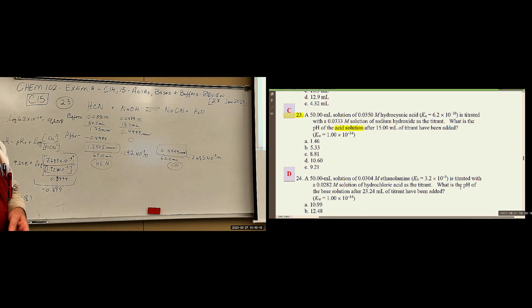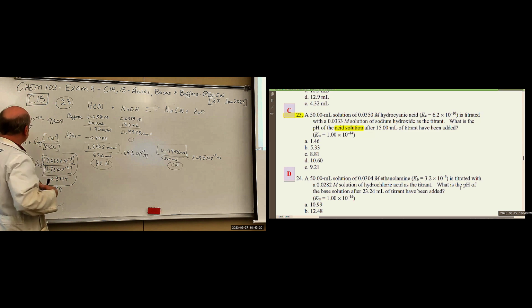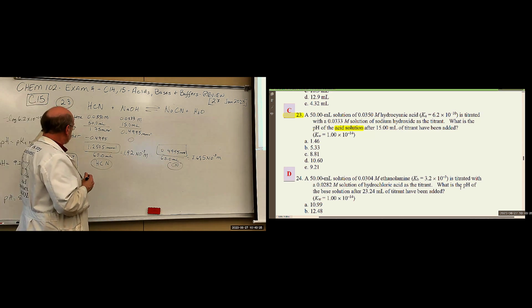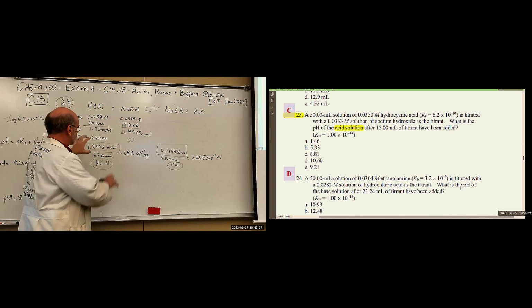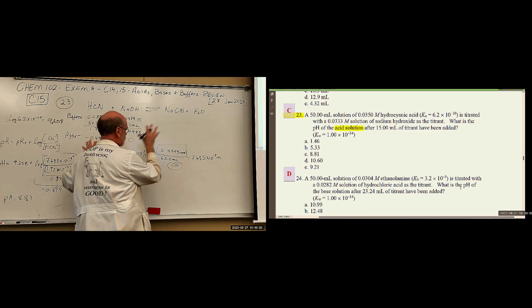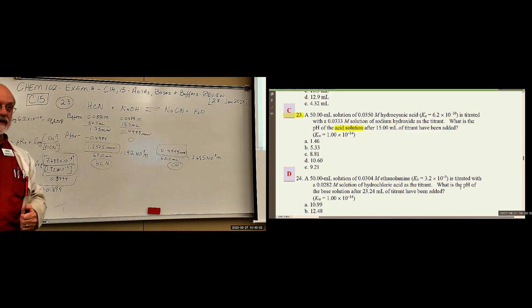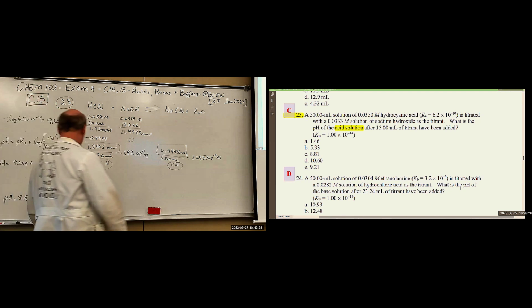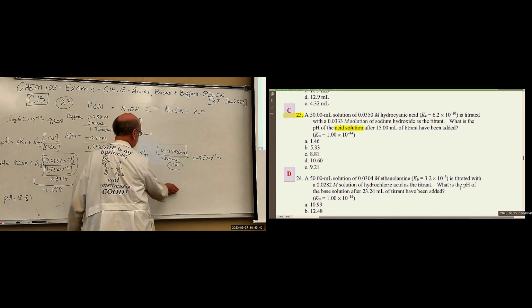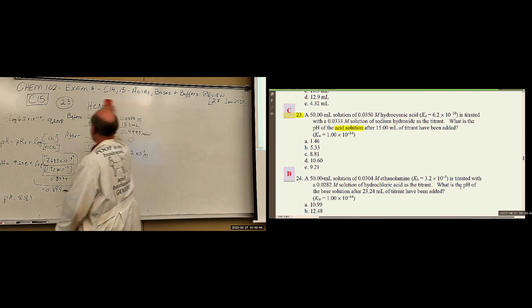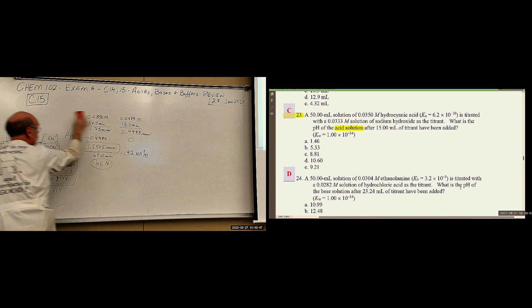Okay. Henderson-Hasselbalch to the rescue. What we had to do is figure out, this is before, when we ended the titration, this gives us the value of our weak acid and conjugate base. And then you can fit Henderson-Hasselbalch into it. Okay. That was 23.